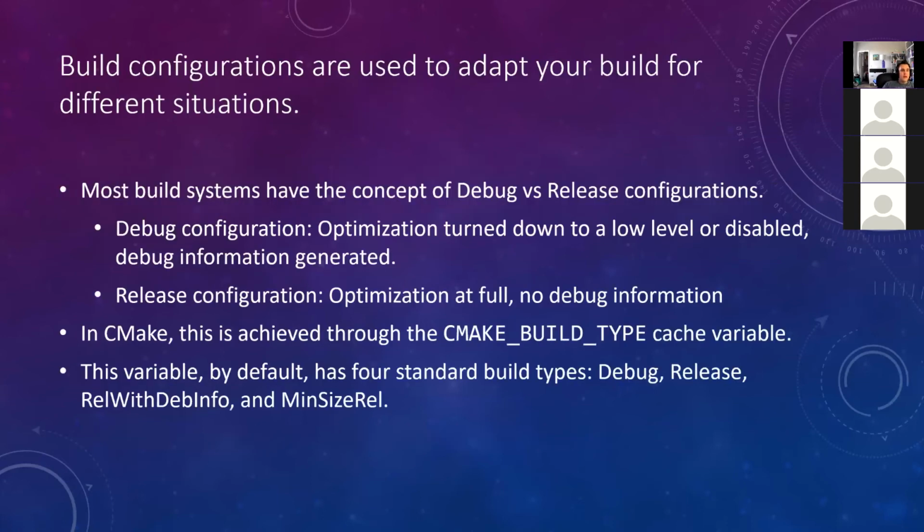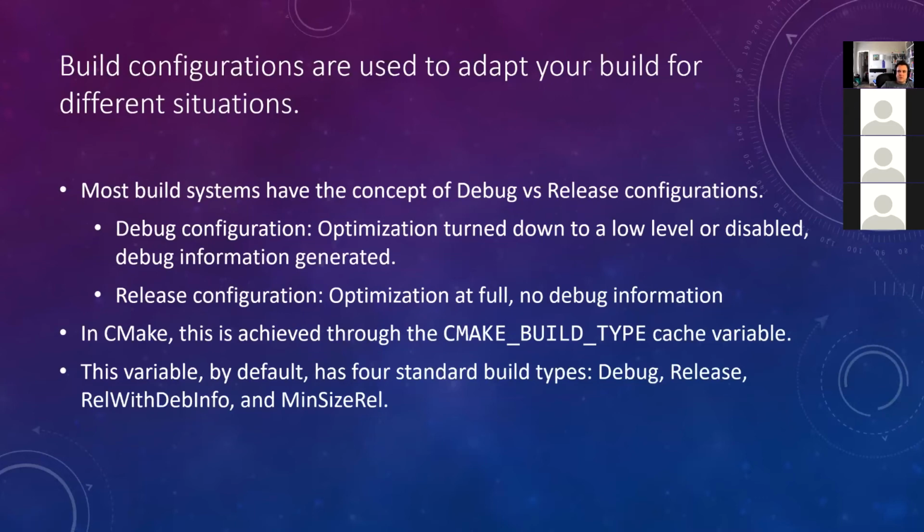So next we're going to talk about build configurations. Build configurations are what CMake lets you use to adapt your build for different situations. Most build systems have the concept of debug and release configurations. In the debug configuration, optimization is turned down to either a really low level or disabled, like I talked about with -Og and -O0 last time. And then debug information is generated.